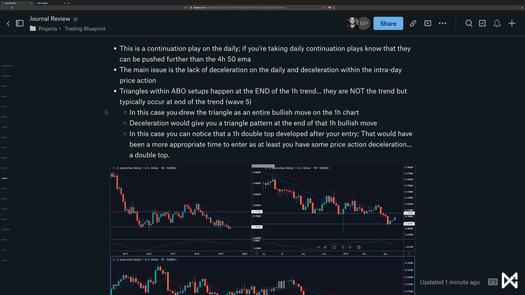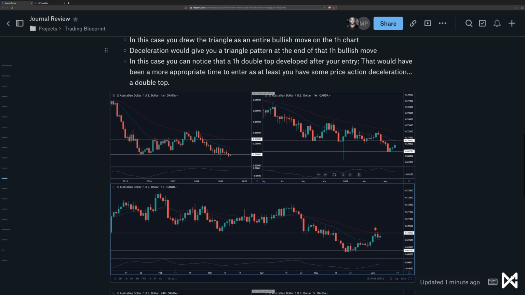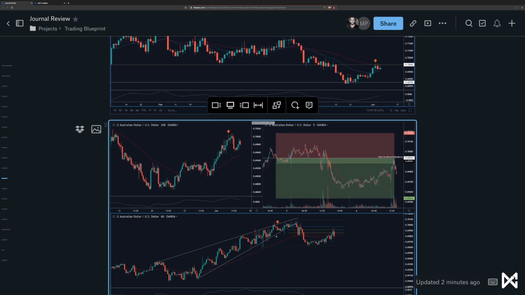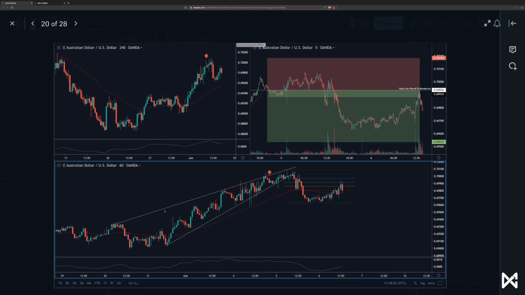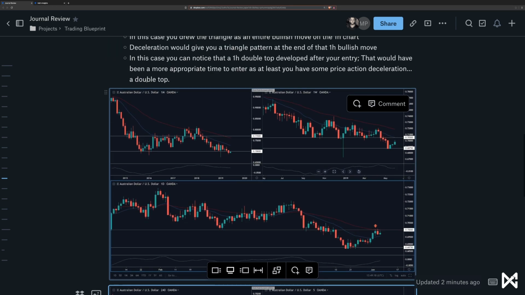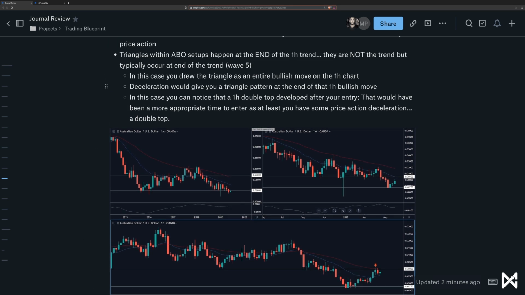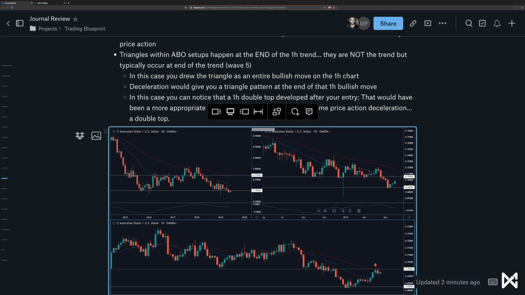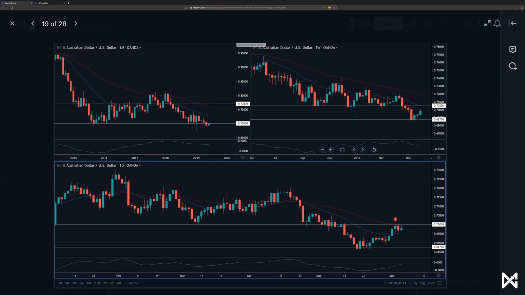In this case, you drew the triangle as an entire bullish move on the 1-hour chart. Check it out, right? So entire bullish move on the 1-hour chart. The entire bullish trend is the triangle. In my opinion, that is incorrect, right? Deceleration would give you a triangle pattern at the end of the 1-hour bullish move. So the trade was taken right here, right?